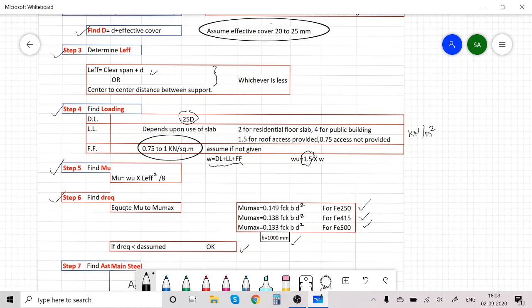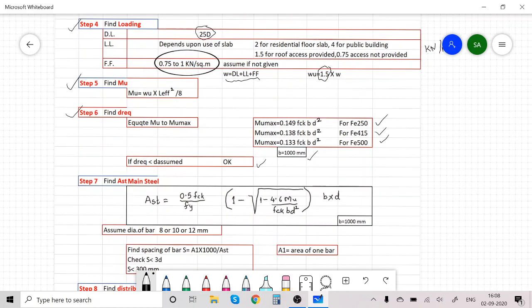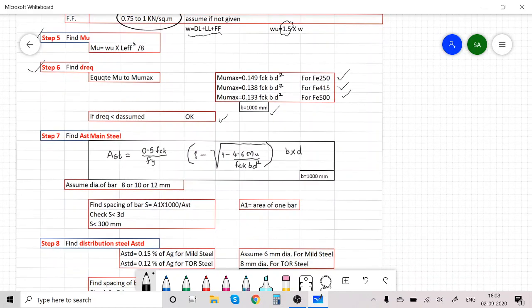Then we will go towards the next step, that is calculation of main steel Ast, that is main steel, in step number 7. That is calculated by using this formula. Here substitute the values of fck, that is grade of concrete, fy, grade of steel, Mu as the moment calculated in step number 5, b 1000 mm, and for d you will substitute the value of small d as we have assumed in step number 2.